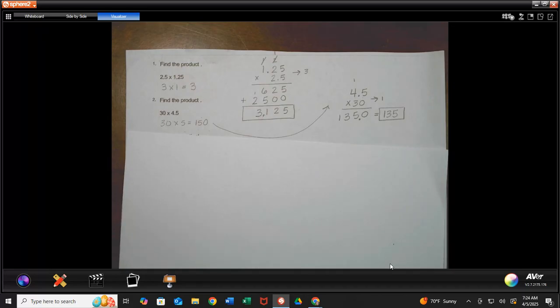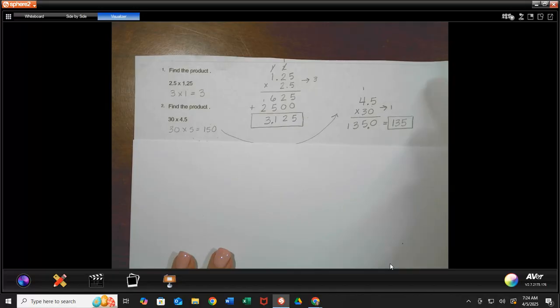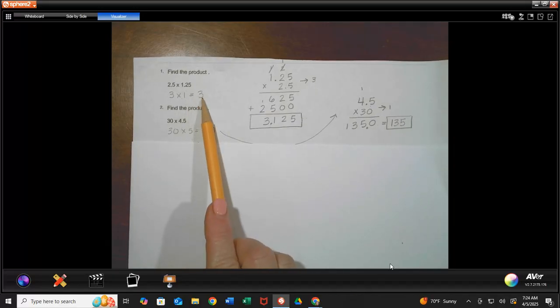Questions 1 and 2 were multiplying decimals. So I'm going to start with question number 1. I'm multiplying 2 and 5/10 times 1 and 25/100.